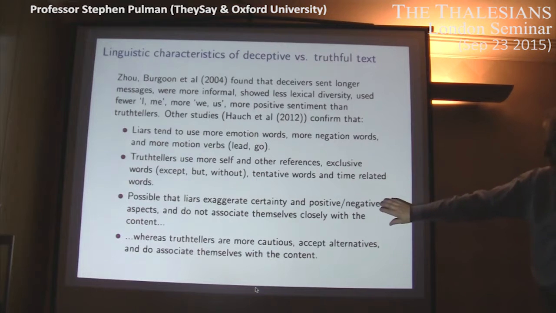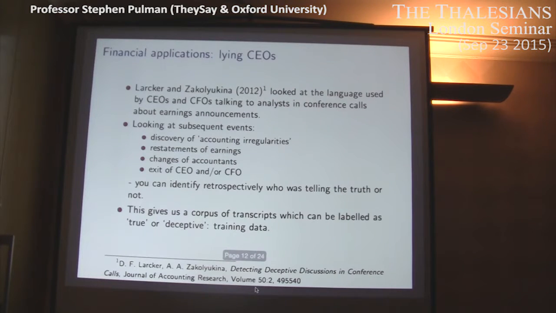What seems to be the case is that liars are exaggerating things, and certainty. We think she does protest too much. And they don't associate themselves very closely with the content because they know it's not true, so they don't say I and me and we, whereas truth tellers do. And truth tellers are also more willing to accept alternatives. They're not as straight on as liars.